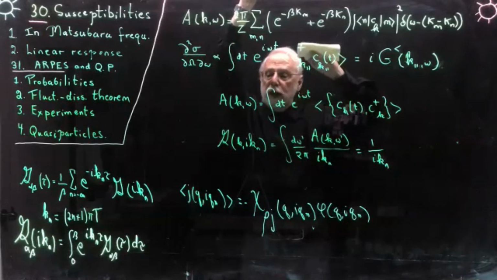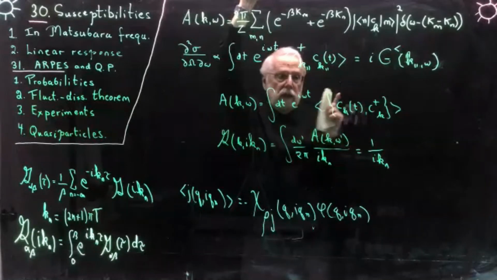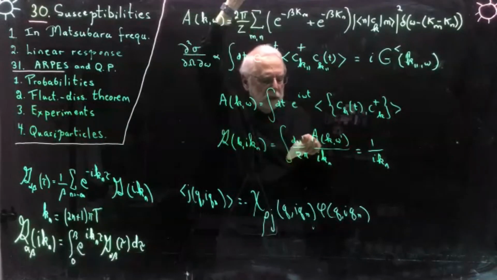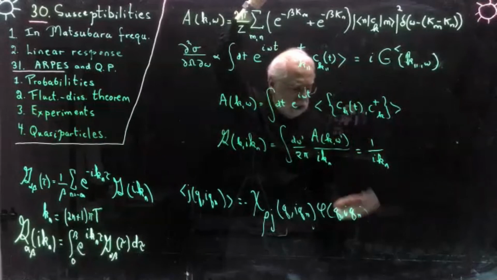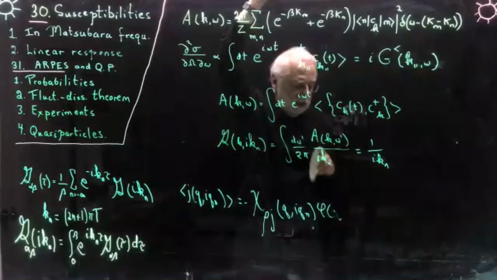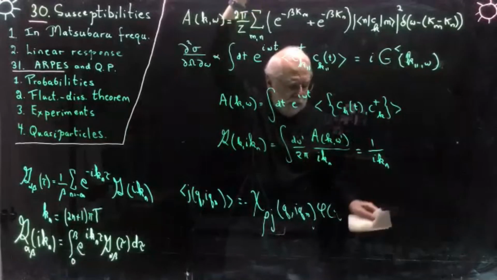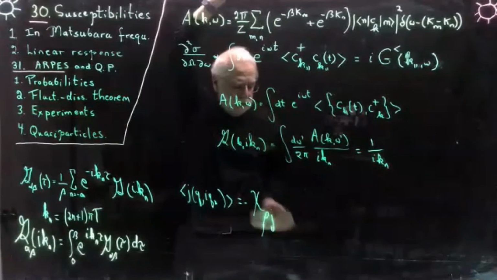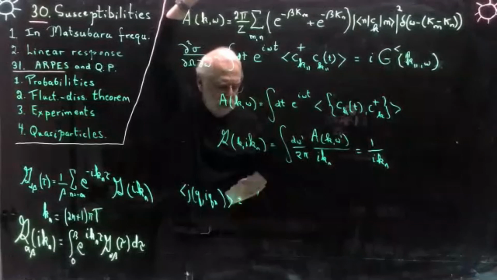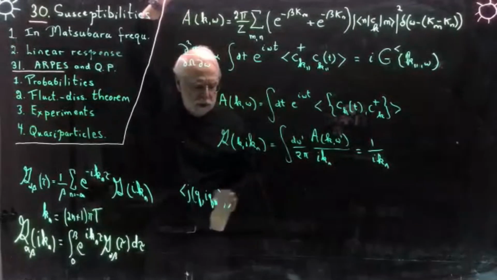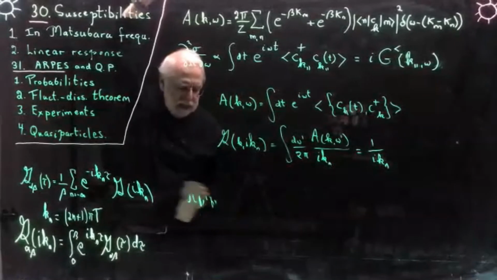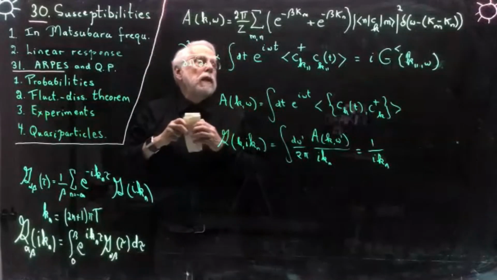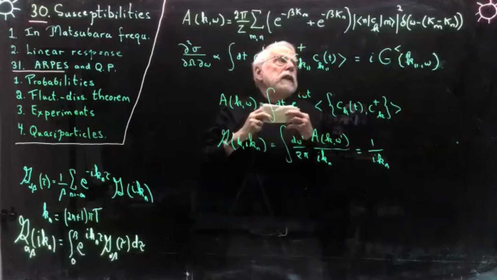So the spectral weight has an integral of 1. The integral of d omega prime over 2 pi of A of k and omega prime can be interpreted as a probability distribution. It's the probability that a particle or a hole in state k has an energy omega.